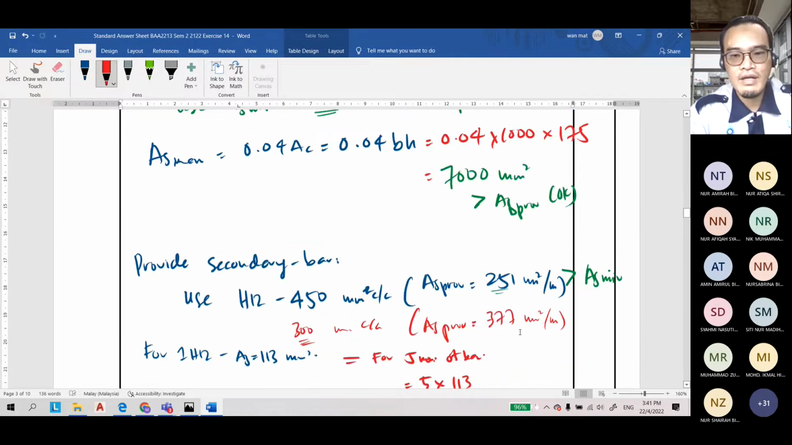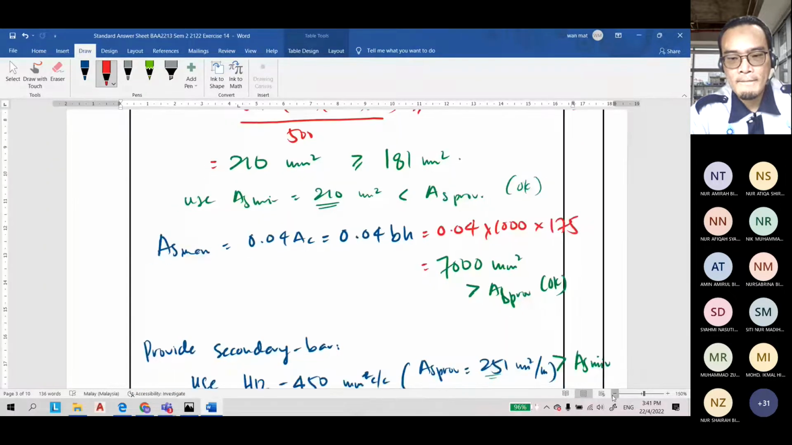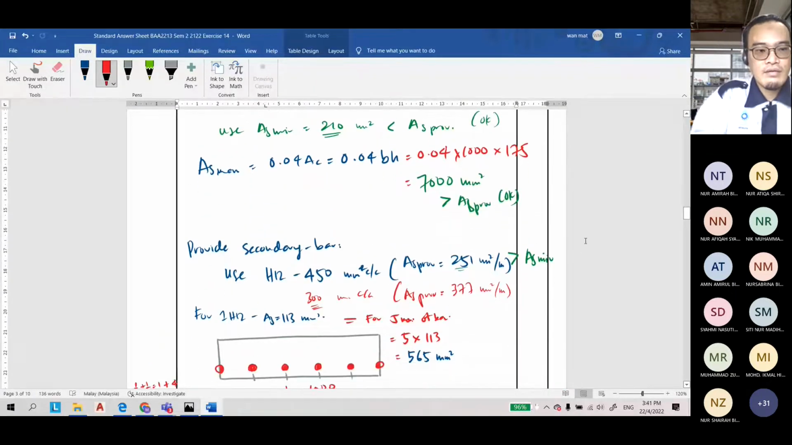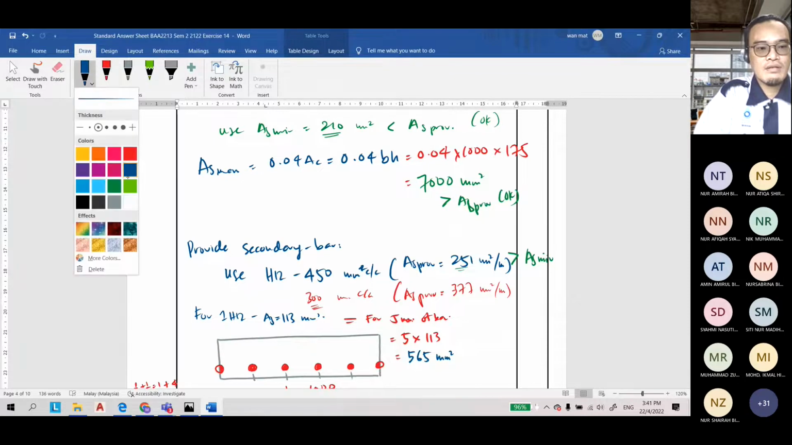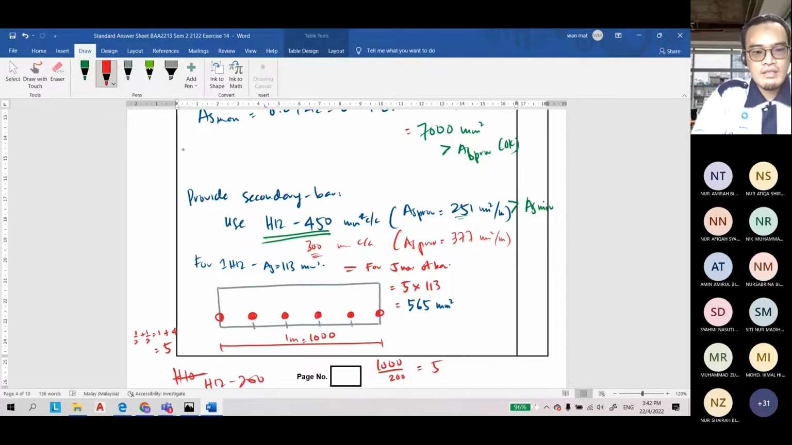If you don't have the table, which is limited to 300 only, but you want to try for the secondary bar, let's say you want to provide 450, and you want to know the As provided. So the formula is simple, I write down here. 1000 divided by 450 equal to 2.22.